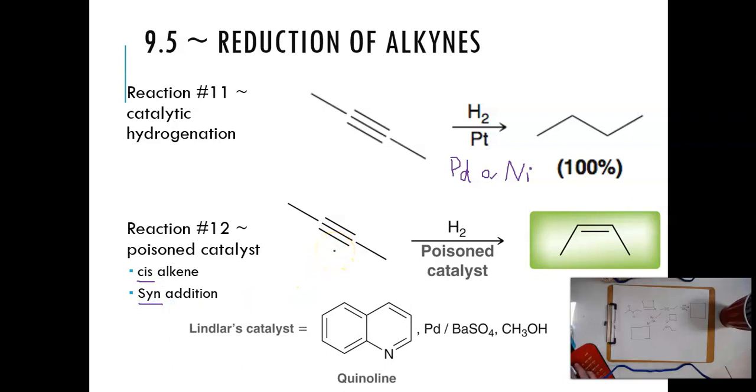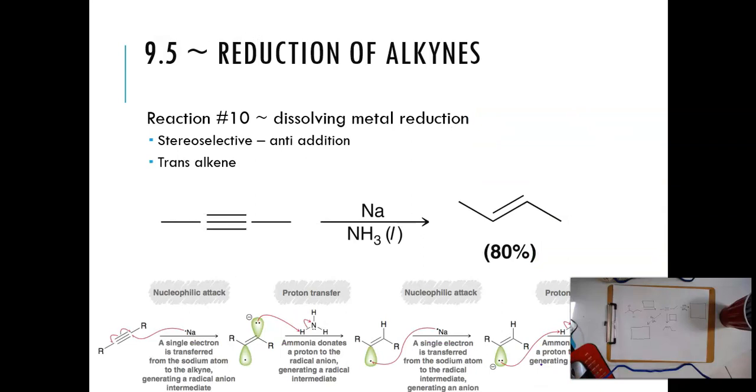So here's our alkyne. We're going to react it with hydrogen. The most common catalyst to use for this is called Lindlar's, and as a result, we're going to create that cis alkene. Lindlar's catalyst is a few different things, which is why we usually just say Lindlar's catalyst. It's made of quinoline, which is this large structure here, palladium and barium sulfate, and methanol. So we have two different ways now to reduce our alkynes. One goes to an alkane, but what if we want to make our trans alkene?